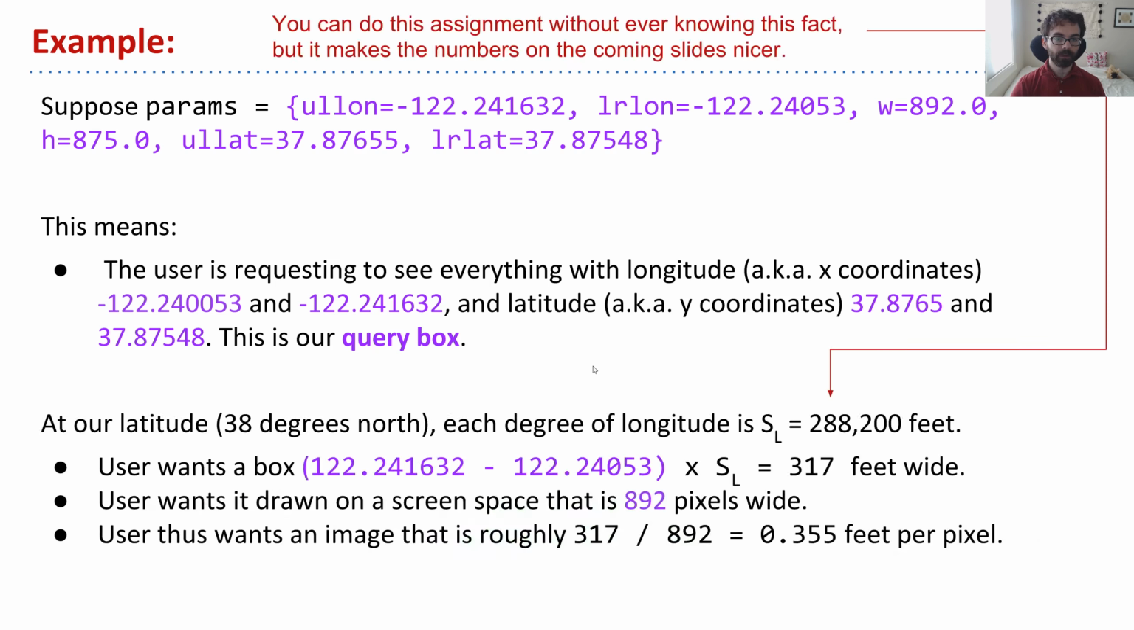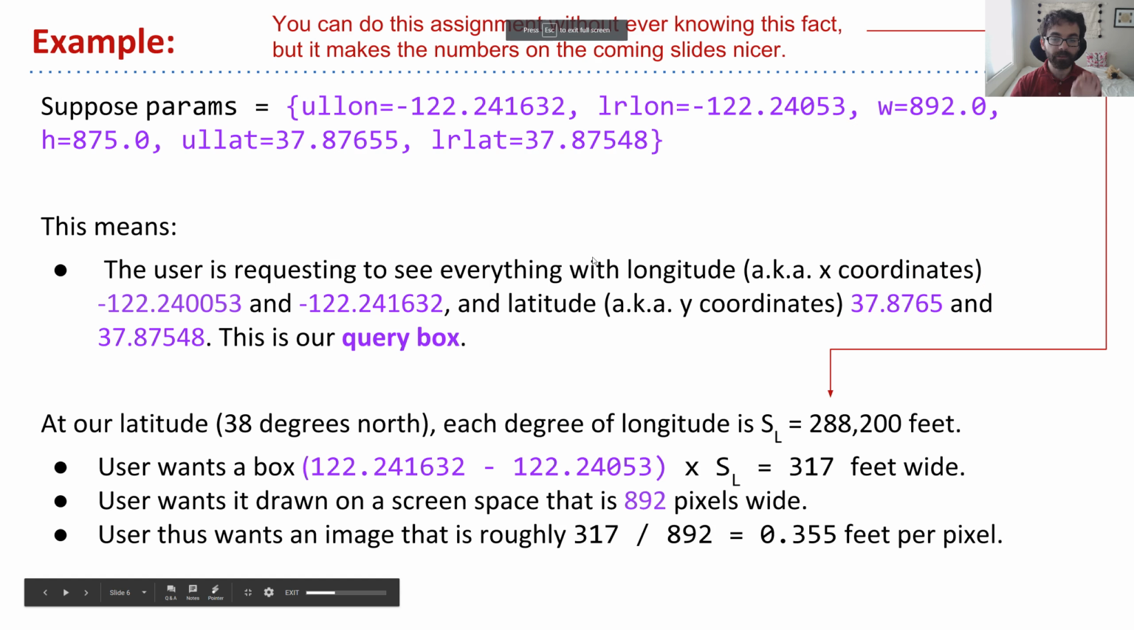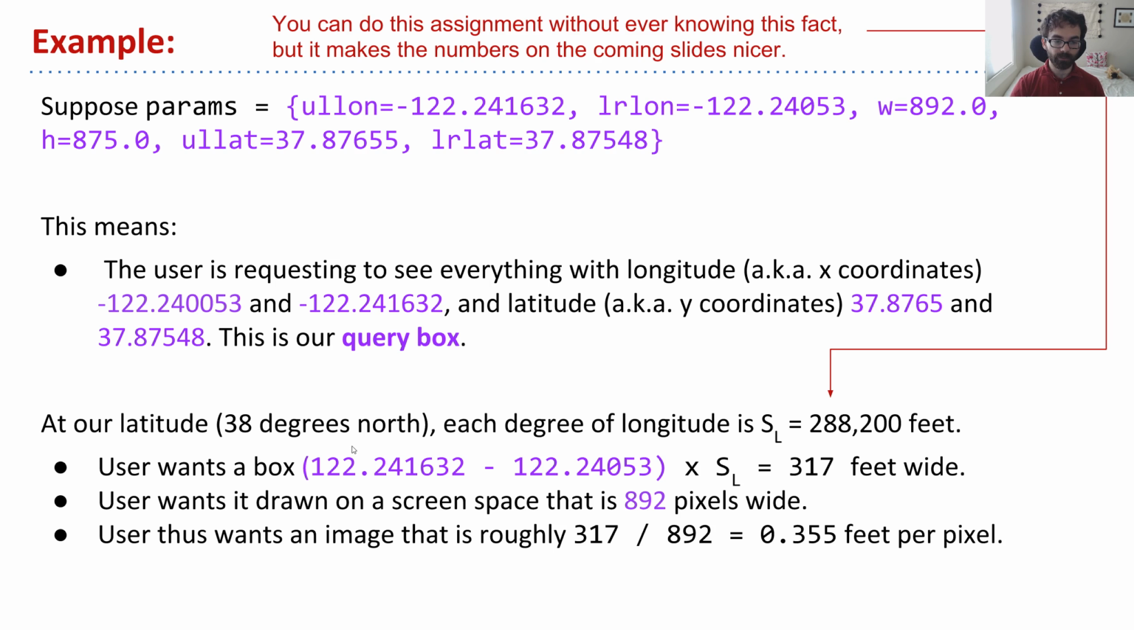Okay. So to understand how we're going to do this, let's talk just a little bit more about another really important concept that you'll need in order to display things. So the first concept is understanding what region of the world the user wants. This next one is about the level of zoom that the user wants. So at our latitude, at 38 degrees north, each degree of longitude, 1 degree here, is about 288,200 feet. In other words, if we went from 120 to 121 longitude, that would be 288,200 feet.